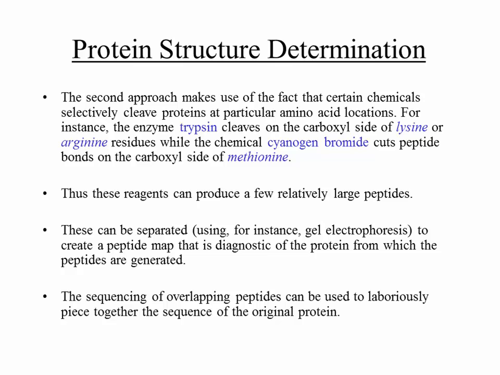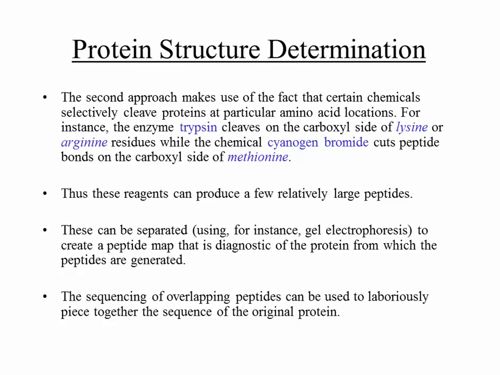Now the second approach for determining the primary structure of a protein makes use of the fact that there are certain chemicals which will selectively cleave proteins at particular amino acid locations. For example, there is an enzyme called trypsin, which is going to cut on the carboxyl side of lysine or arginine residues. Again, we talked about 20 different amino acids, and lysine and arginine are two of them. So if there is a protein and you have a lysine, it will cut on the carboxyl side. Remember, there is a carboxyl side and an amino side.